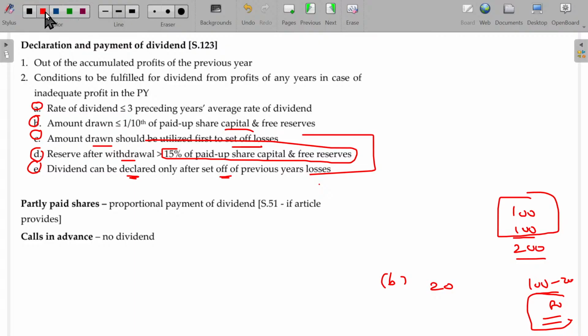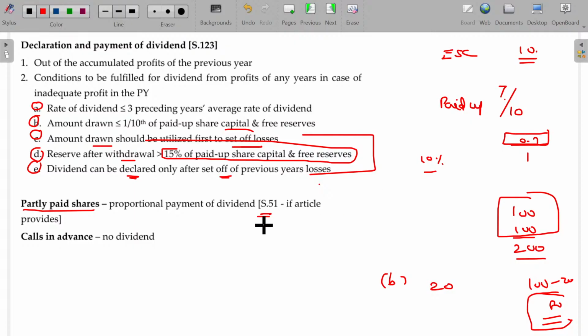Now, in case of partly paid up shares, what happens? Equity share capital face value being 10, but out of that, only 7 rupees is paid up. This is paid up capital. Only 7 out of 10 is paid up. Proportional payment. Then if the company plans to distribute 10% dividend, how can we pay? Is it on 10, 1 rupee, or on 7 rupees, 10%, 0.7? How can we pay? Usually proportionately only it is payable. Only 0.7 is payable as per Schedule number 51.